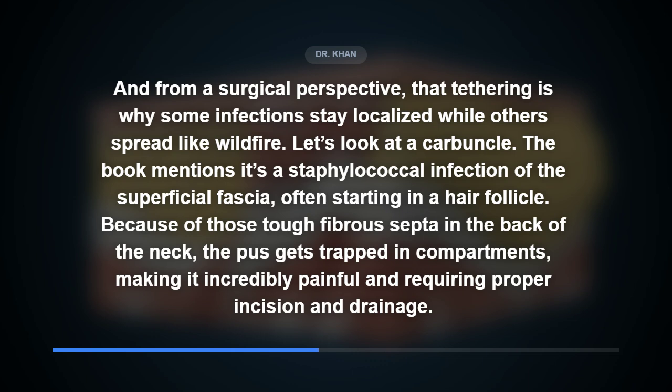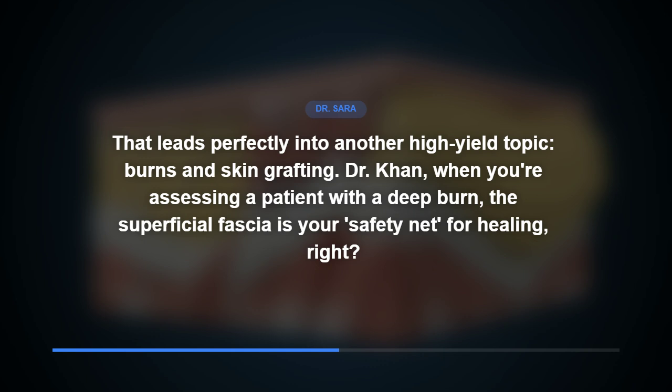Let's look at a carbuncle. The book mentions it's a staphylococcal infection of the superficial fascia, often starting in a hair follicle. Because of those tough fibrous septa in the back of the neck, the pus gets trapped in compartments, making it incredibly painful and requiring proper incision and drainage.